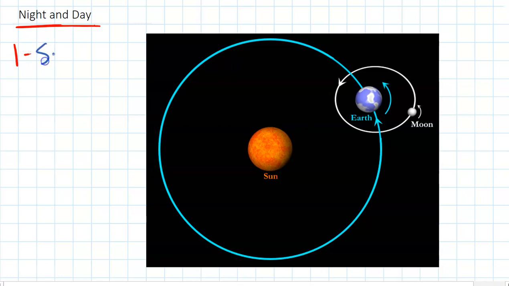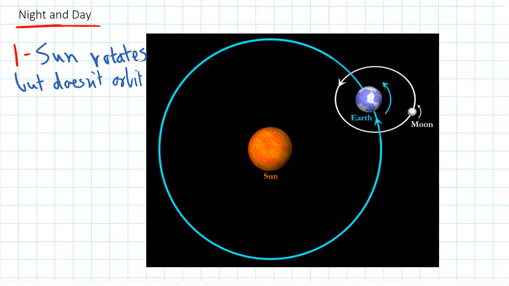So the Sun, it rotates, but it doesn't orbit. And it's the center of our solar system, and everything else orbits around it. Alright. Well, the second point which we should remember is that the Earth orbits around the Sun.